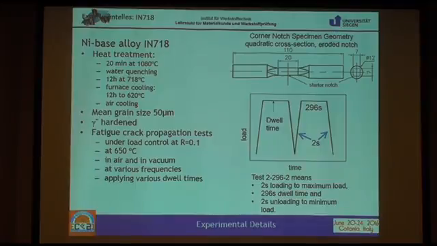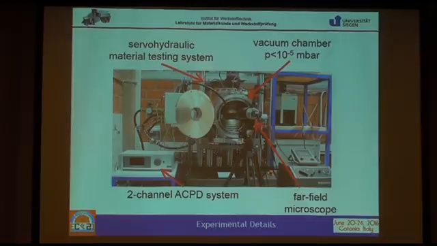To make you a little bit familiar with our designation of the tests: if a test has the number 296.2, that means we increase the load within 2 seconds up to the maximum load, then the dwell time is 296 seconds, and then we reduce the load again to the minimum load. This dwell test, of course, is very important in the context of dynamic embrittlement.